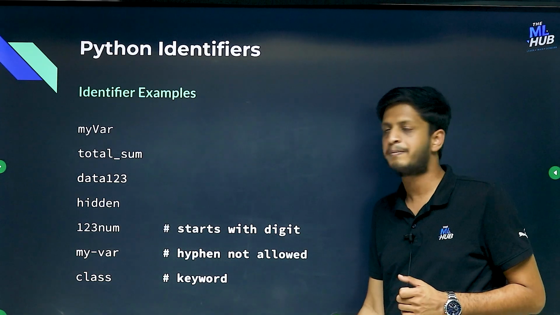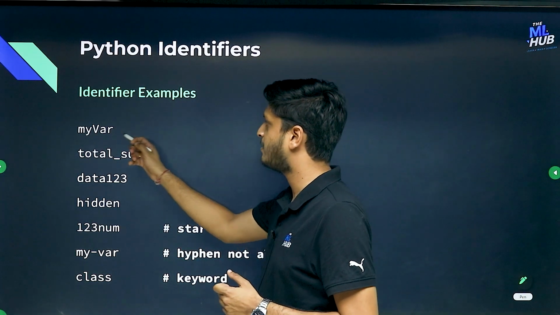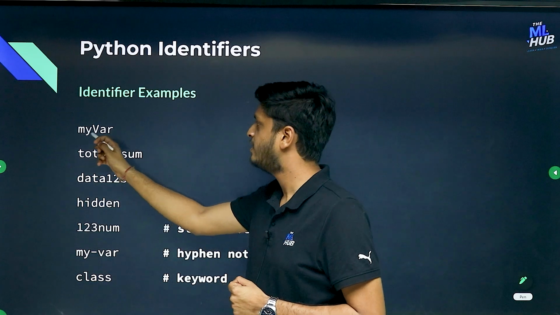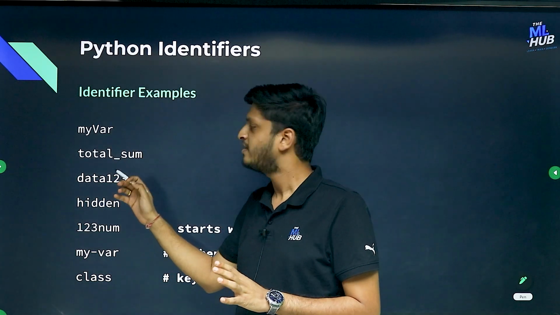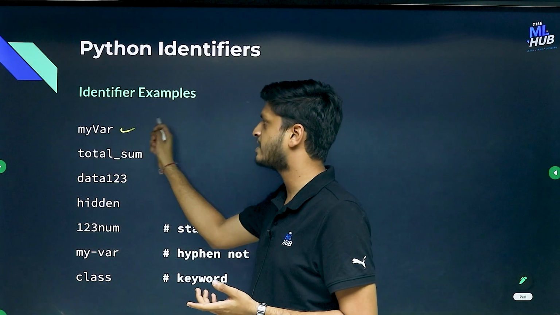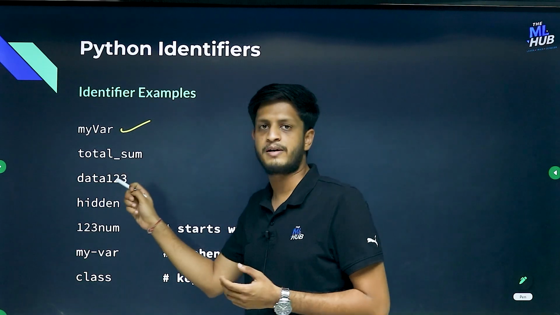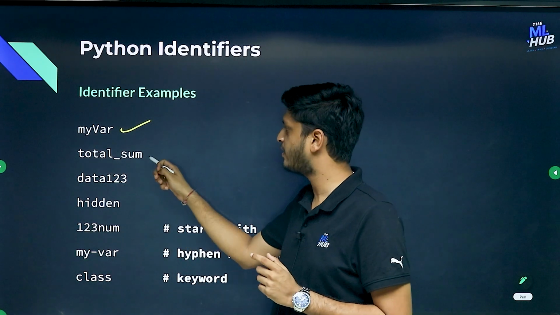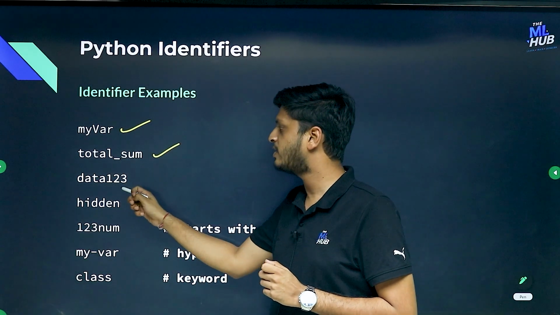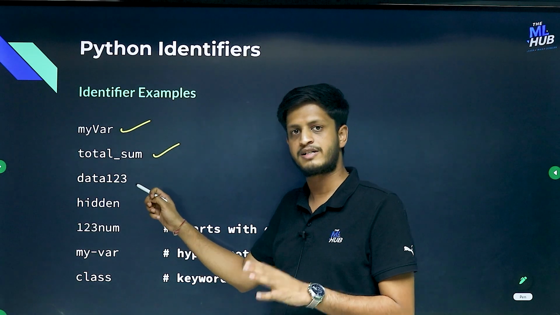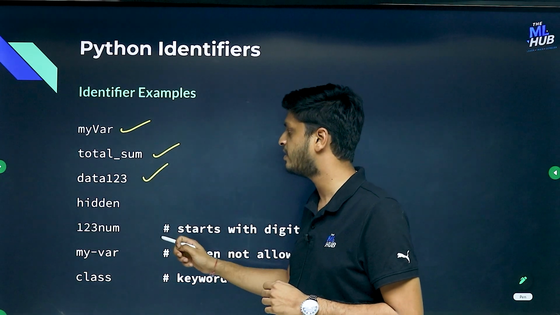So let's see some examples. First is myvar. Is it a correct identifier? It only contains characters, and this is allowed. Everything is allowed here. Then total_sum. Underscore is allowed in an identifier. Everything is correct here. Data123. Characters and numbers are allowed. Digits are allowed. This is also a valid identifier.